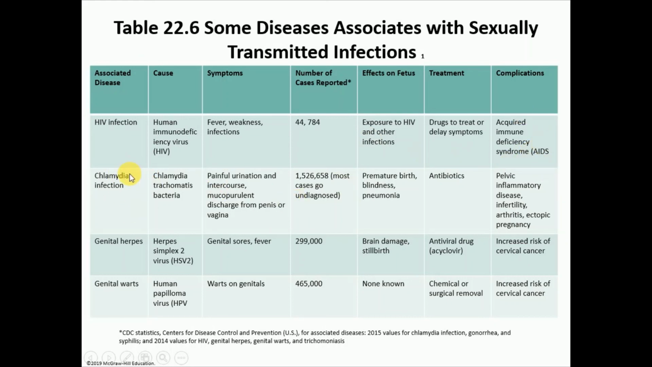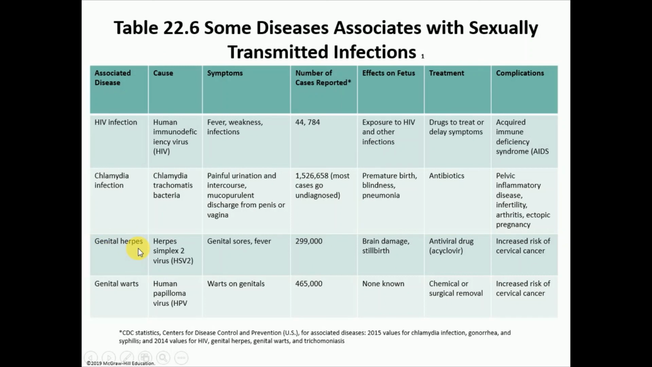Chlamydial infection is a bacterial infection that can be treated by antibiotics. Some of the complications are the PIDs that we talked about that can lead to infertility. Another complication is arthritis. So some of these patients might develop arthritis as a complication due to the bacterial infection. And because of the scarring tissue, there could also be an increase in incidence of ectopic pregnancy. Ectopic pregnancy means that pregnancy occurred outside of the uterus.